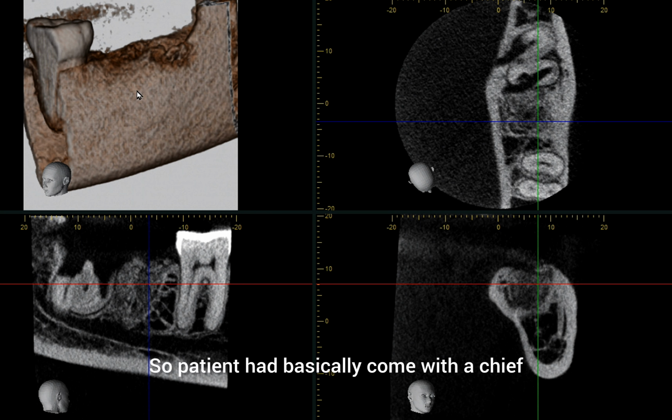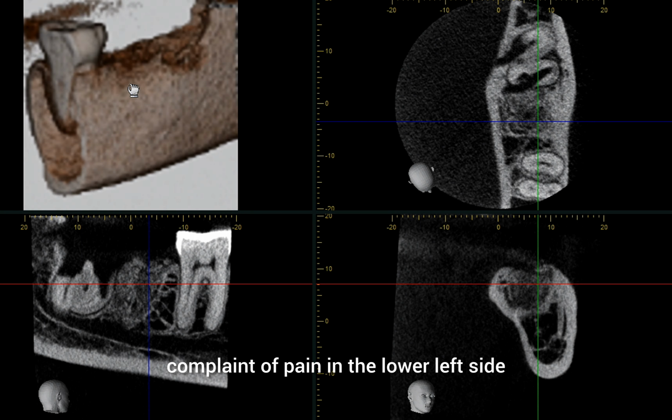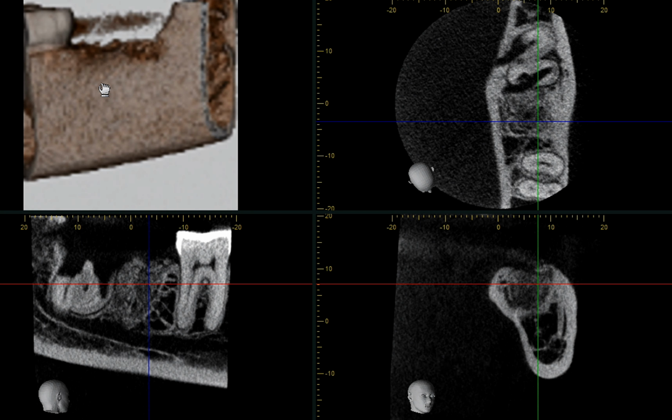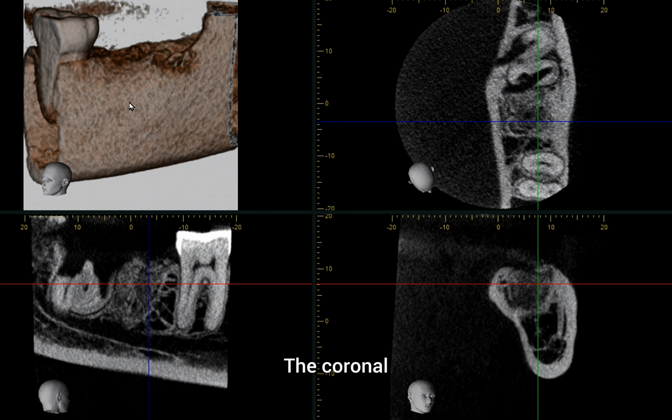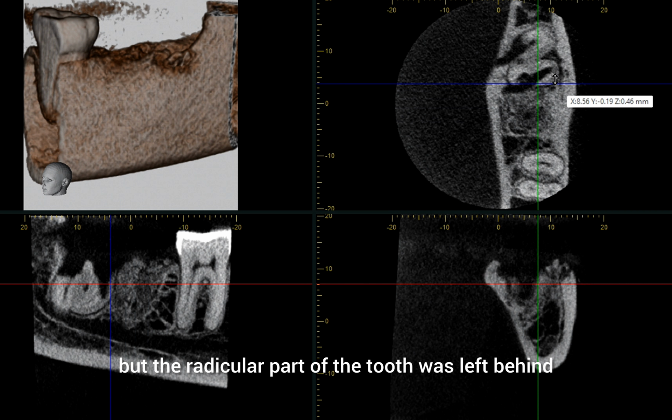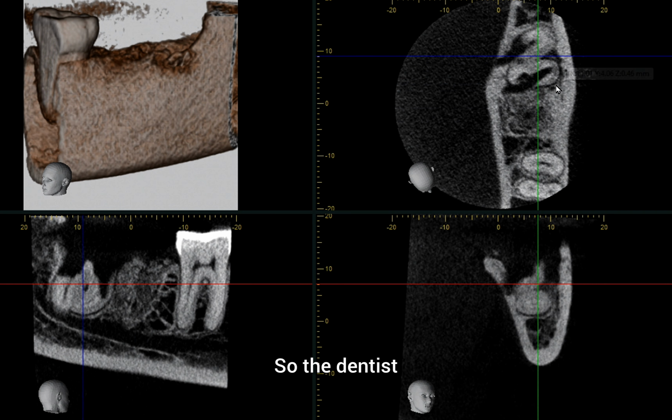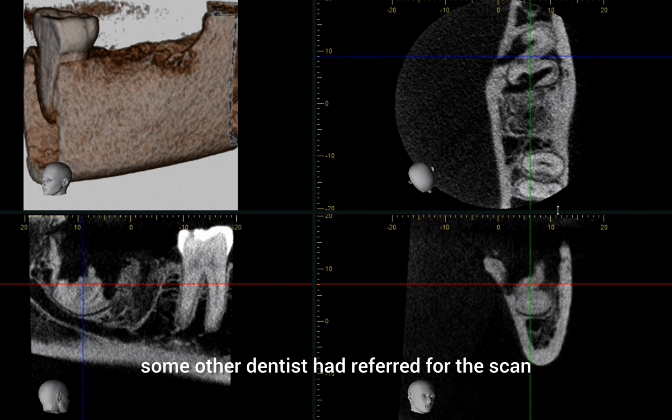So the patient had basically come with a chief complaint of pain in the lower left side. The patient was referred by some other dentist where the extraction of the tooth had been performed without the CBCT or without the dental X-ray. The coronal part of the tooth was extracted, but the radicular part of the tooth was left behind. So some other dentist had referred for the scan.